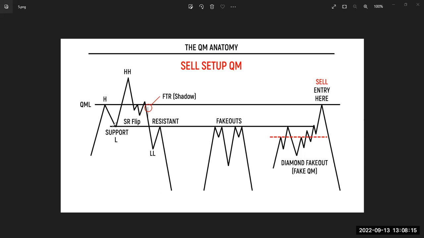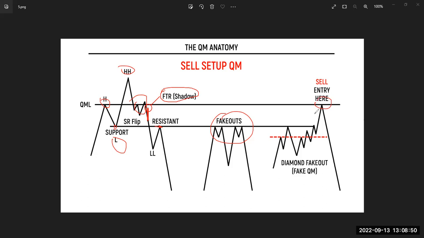So guys, a Quasimodo has a low, it has a high, it has a higher high, it has support and resistance, it has a fake out. These are fake outs, fail to return. Then this one has a fail to return. I will show you this when we go to the live example. There's a fail to return here. So we have fail to return, and we have MPL in this place. So this is where the sell zone is.